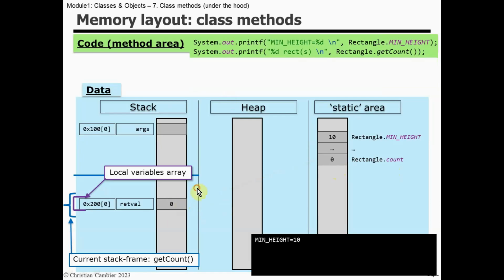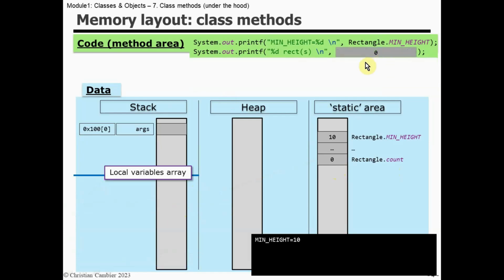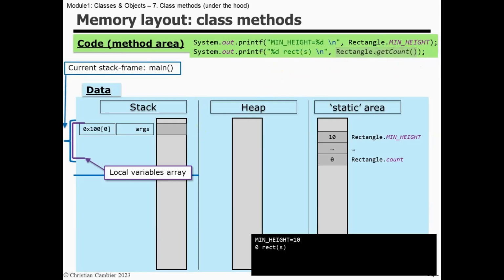Current stack frame will be cleaned up, and this return value of 0 is actually the result of our rectangle getCount invocation. Back to the current stack frame of the main, and the printf can now print its statement, which will be 0 rects. So that's for the invocation of a static method. No this pointer available. Then the next few statements involve the allocation and printing out of two rectangle objects.